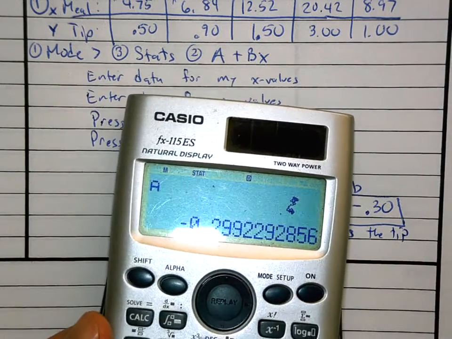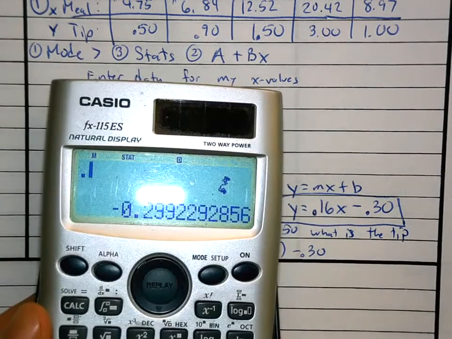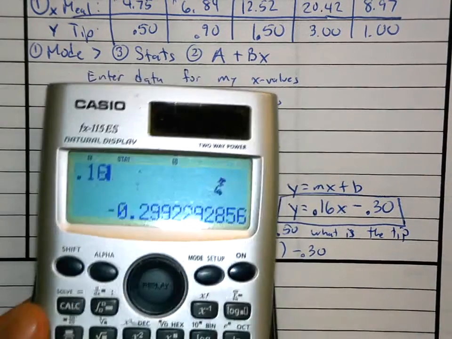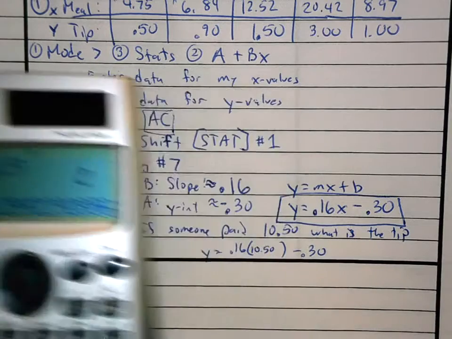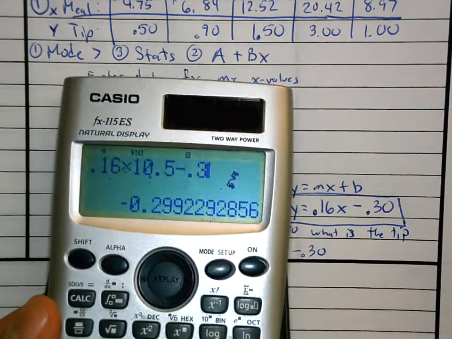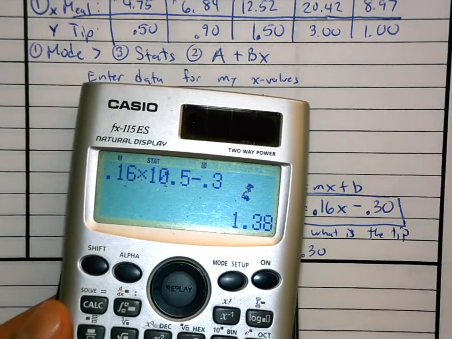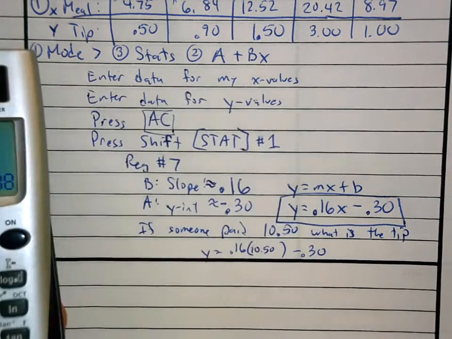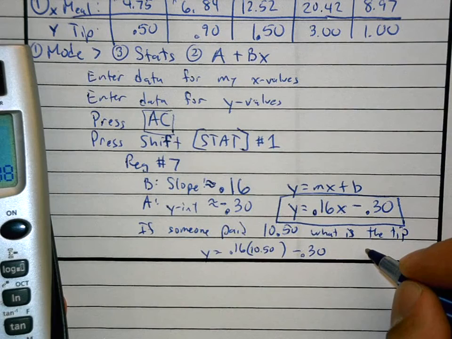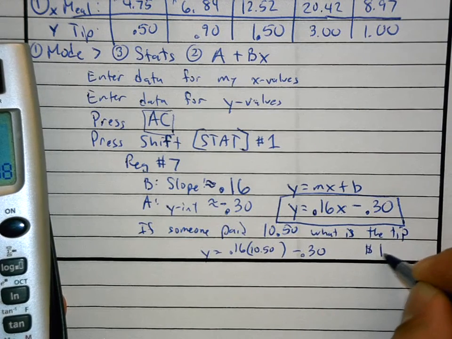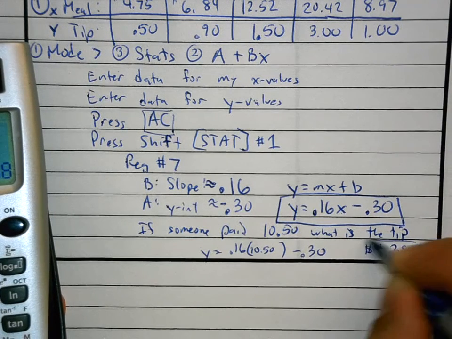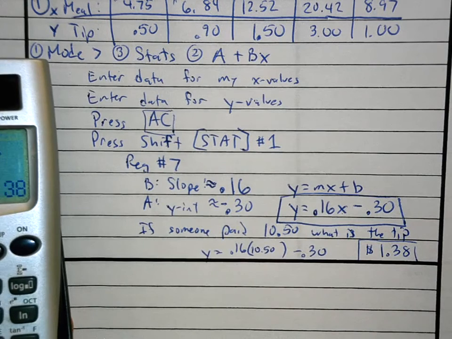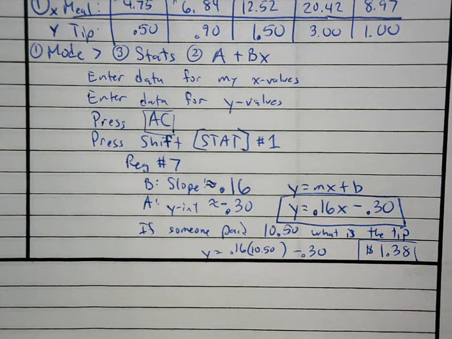Let me see if it will let me. 0.16 times 10.5 minus 0.3. And guess what it gives me? What tip should be expected? $1.38. And that's pretty darn close to what I got before. Okay?